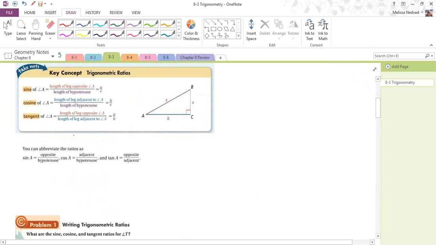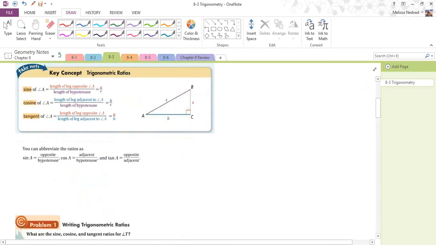First, one abbreviation from what we have in the box here to what we have right here says sine of A equals opposite over hypotenuse, cosine of A equals adjacent over hypotenuse, and tangent of A equals opposite over adjacent. Now we even have a shorthand for that. We have a little saying that we do. But I do want to point out something quickly.